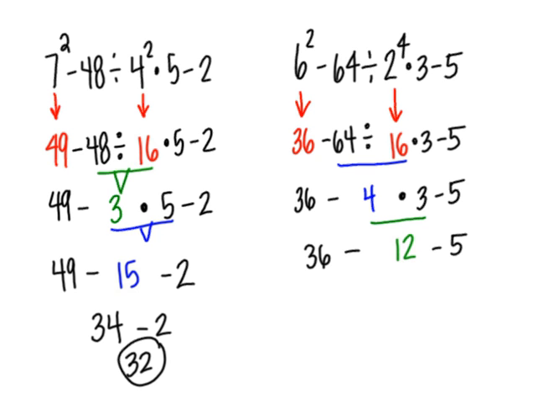So now I have 36 minus 12 minus 5. 36 minus 12 would give me 24. 24 minus 5 would give me 19, which is the answer I spoke about earlier.